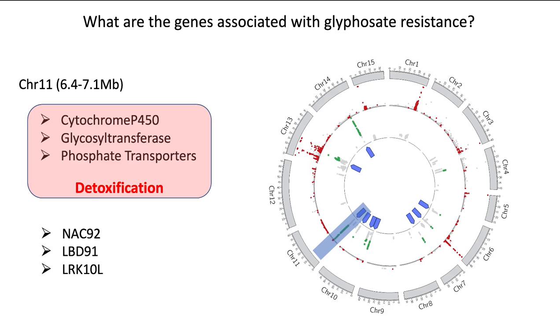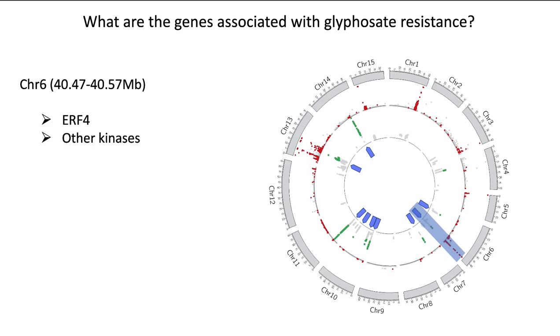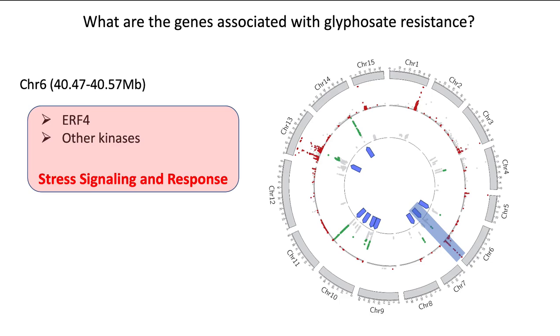Additionally, within this region of chromosome 11, I also found genes like NAC92, LBD91, and LRK10L, which are all involved in stress signaling and response. Another very interesting region was this region on chromosome 6, which is a part of a longer, highly differentiated region. This region contained copies of ERF4 and kinases, which have been shown to be involved in stress signaling and response again. I will expand on this particular region of chromosome 6 in a few slides.